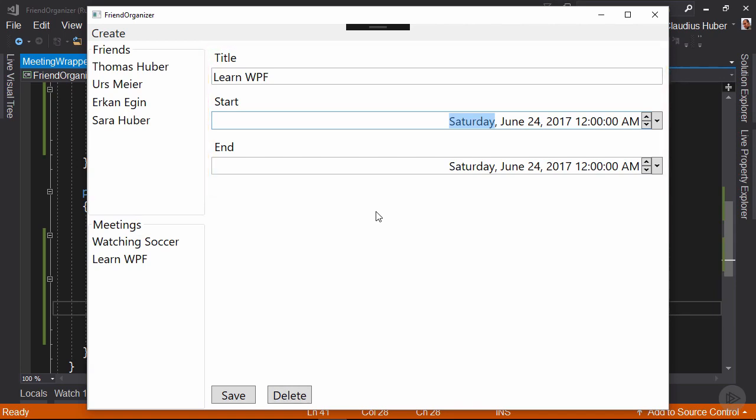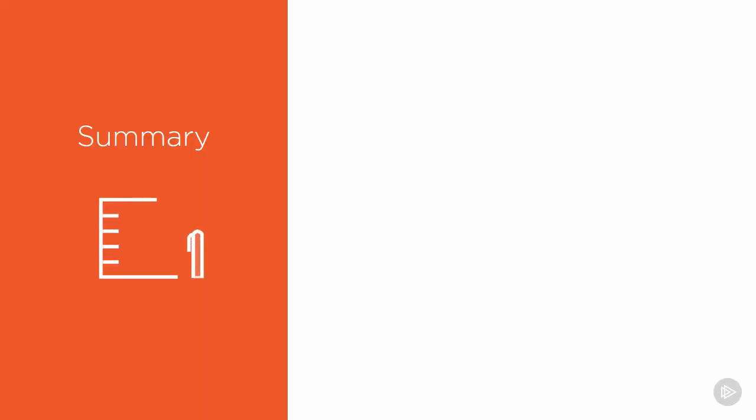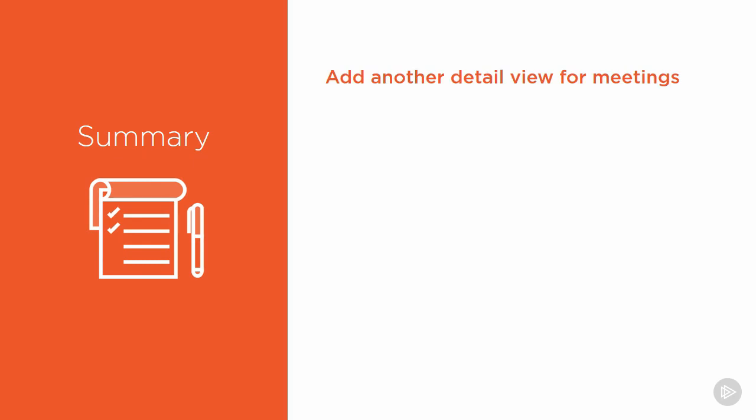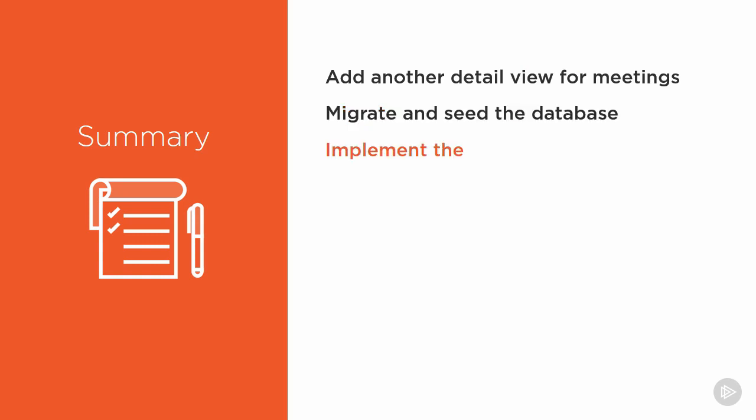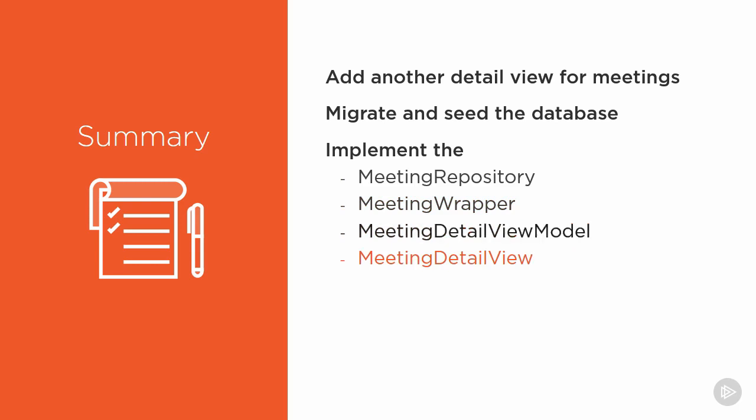Let's wrap up what you have learned in this module. In this module, you have learned how to add another detail view for meetings to the Friend Organizer application. You have started by creating the meeting entity and you learned how to migrate and seed the database. Then you learned how to implement the meeting repository, the meeting wrapper, the meeting detail view model, and also the meeting detail view. You also learned how to extend the navigation in the Friend Organizer application so that it also displays meetings and not just friends.